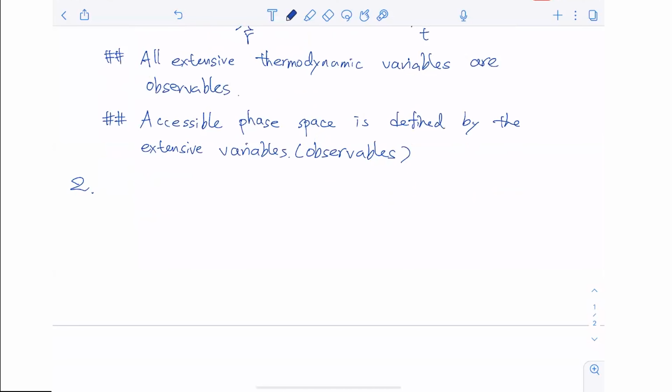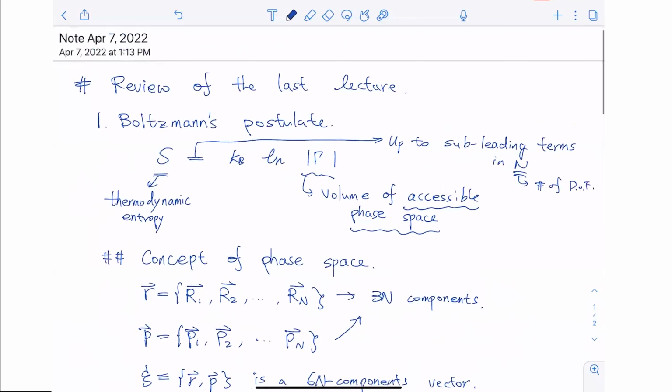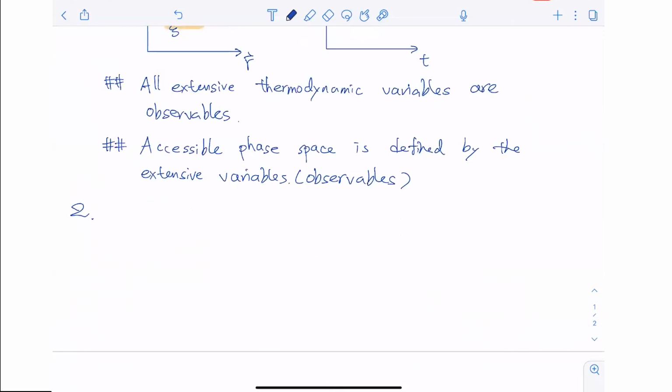Then, to some extent, we have given a well-defined description of Boltzmann's postulate. As I mentioned, this equality should be defined up to subleading terms in N. That also suggests that we could have different definitions of entropy.